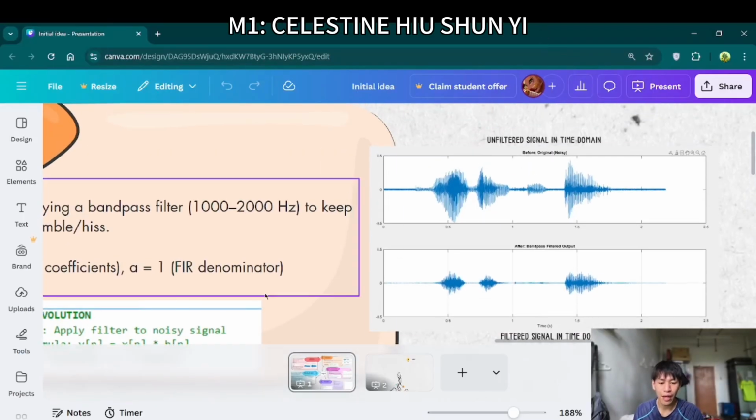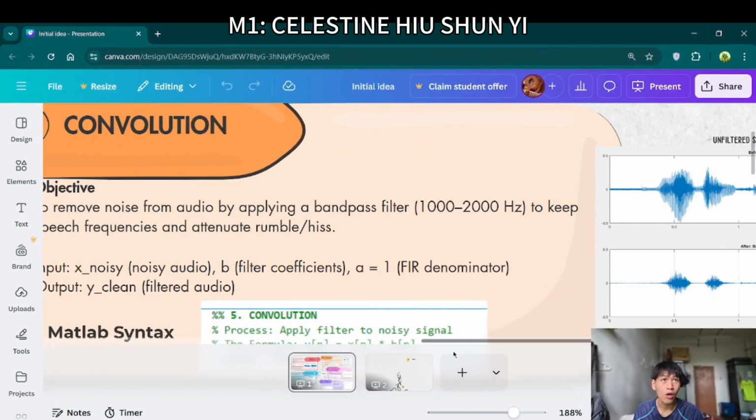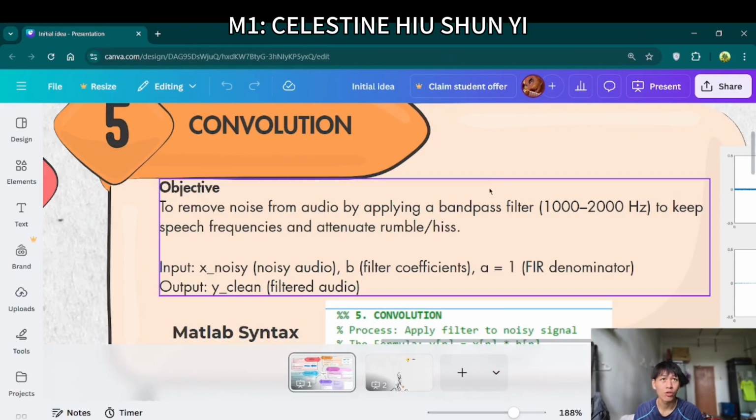Step 5 is convolution. The objective is to remove noise from our audio by applying a bandpass filter between 1000 to 2000 Hz, to keep the speech frequencies and also remove the noise.